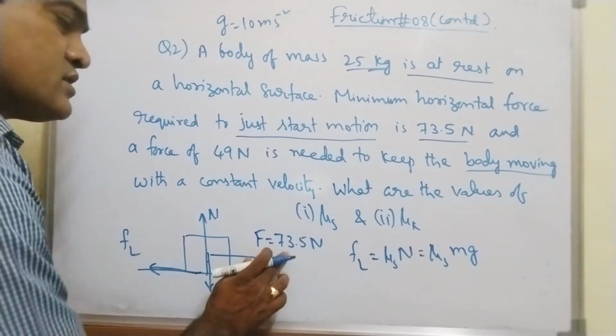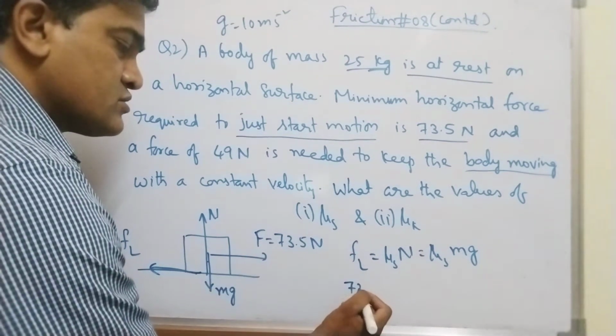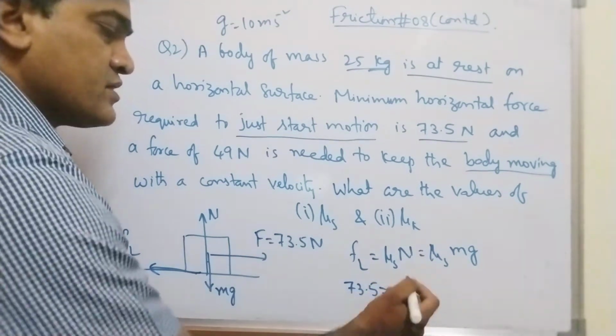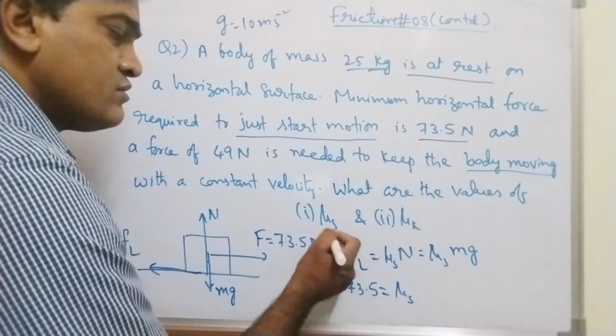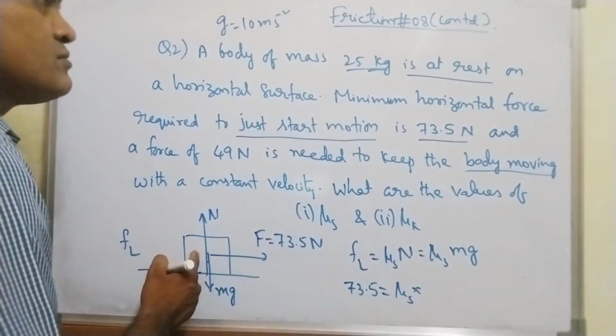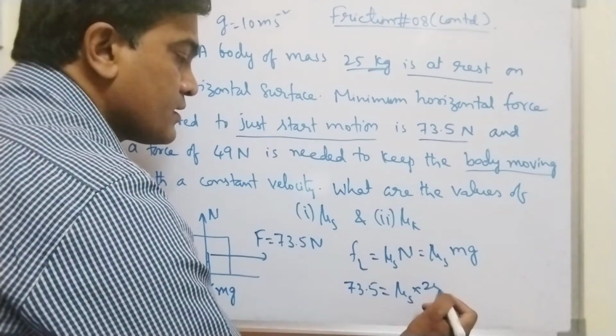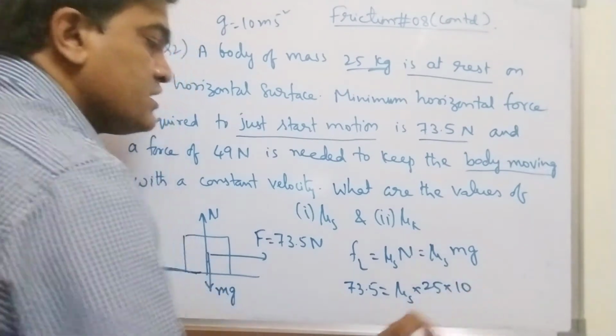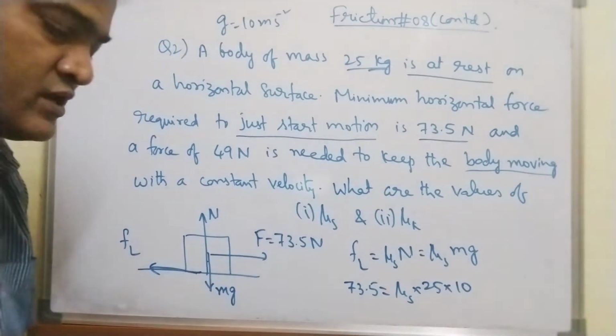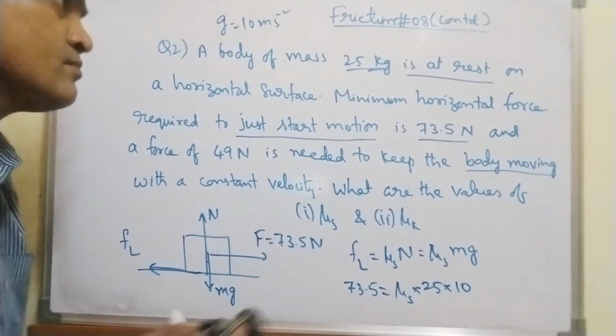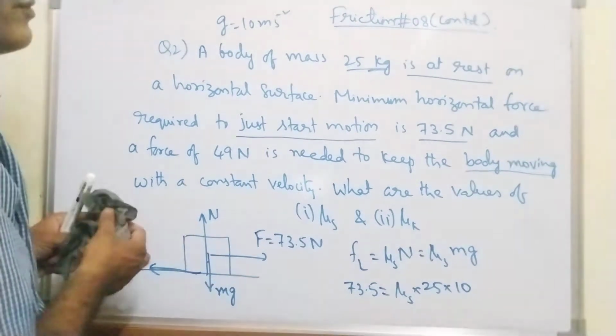The limiting friction is equal to 73.5. So 73.5 is equal to μs into the mass of the block, which is given as 25, into g, which I will take as 10. Find out the value of μs from this.